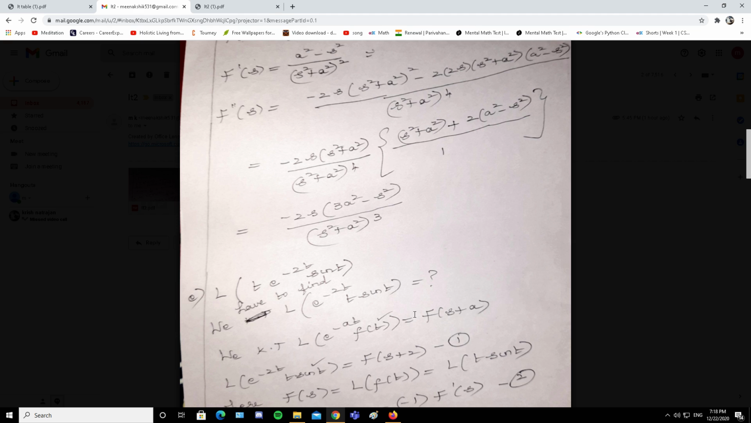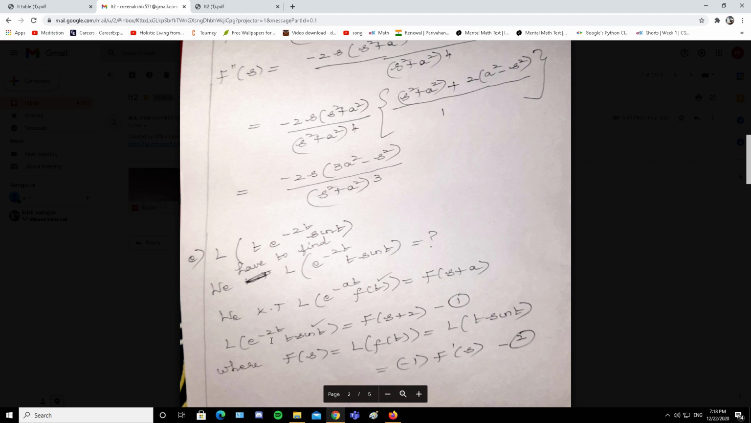first use the shifting property. So what is the shifting property? L of e power minus at f of t is f of s plus a. So L of e power minus 2t t sin t. What is f of t here? t sin t. And what is a here? What is the coefficient of t in the exponential term? 2. So f of s plus 2. So Laplace of e power minus 2t t sin t is f of s plus 2. And we have to get f of s plus 2 through f of s. What is f of s? L of f of t.